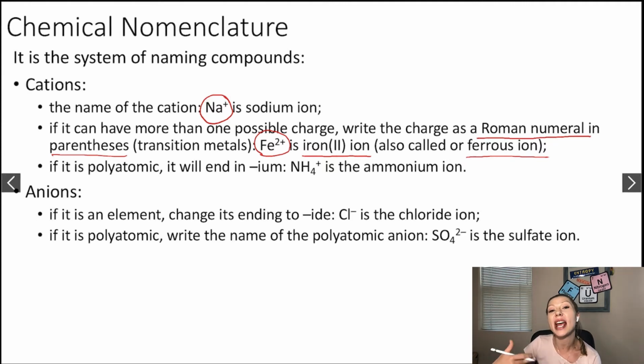What happens when I have polyatomic ions? Polyatomic ions are just ions that contain more than one atom. In that case, the name will end with "ate" or "ite".